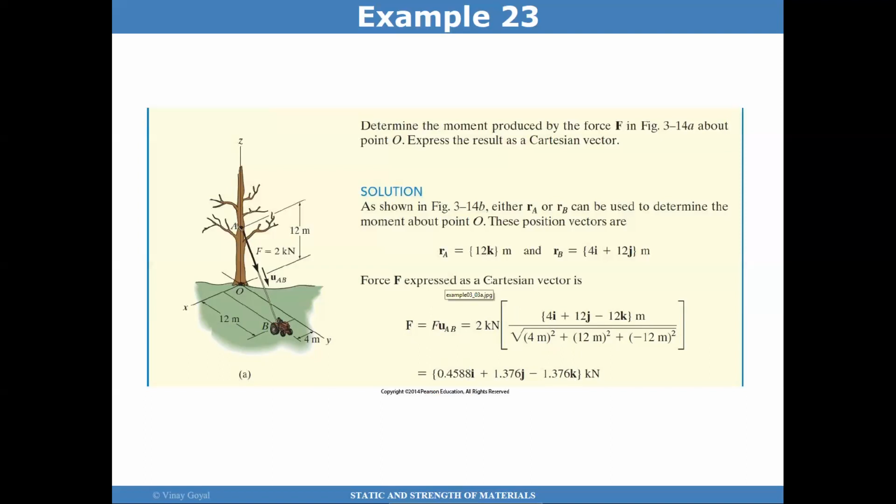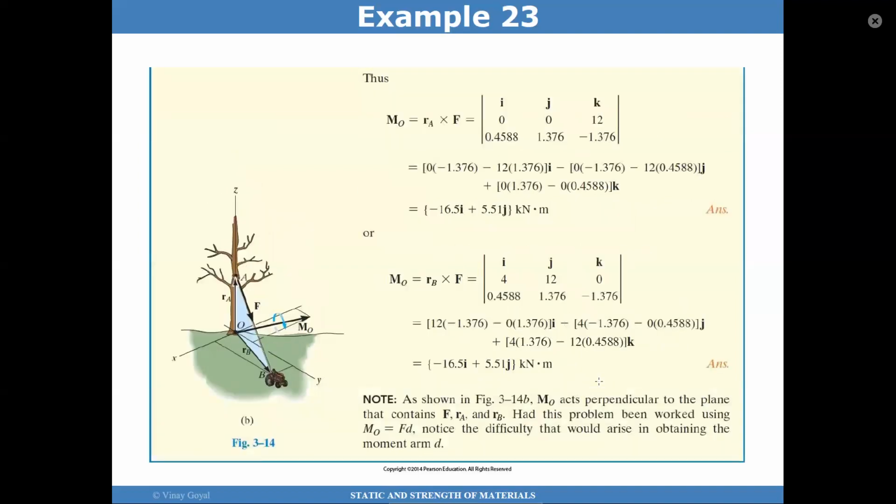Once we have that information, we can now calculate the moment by taking RA cross F or RB cross F. We should get the same answer regardless. And you should get the same answer as you can see here.